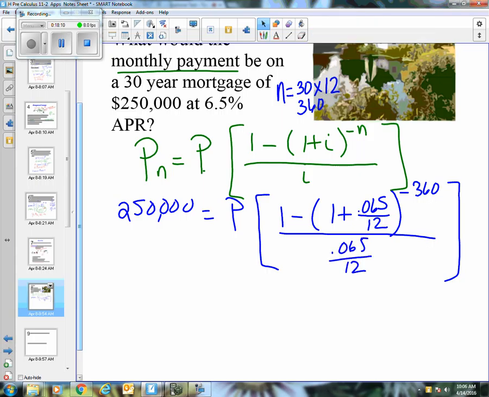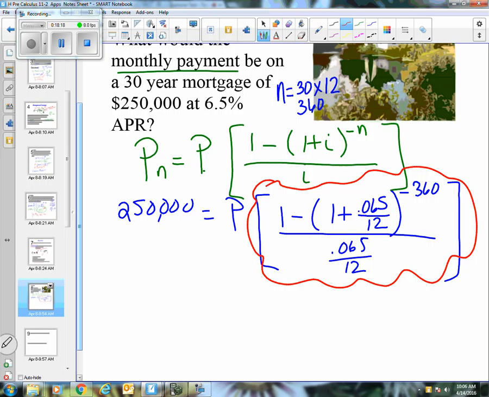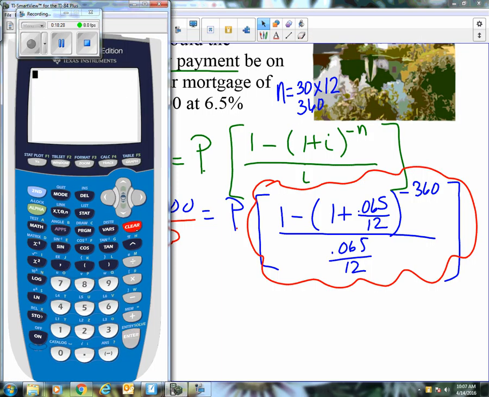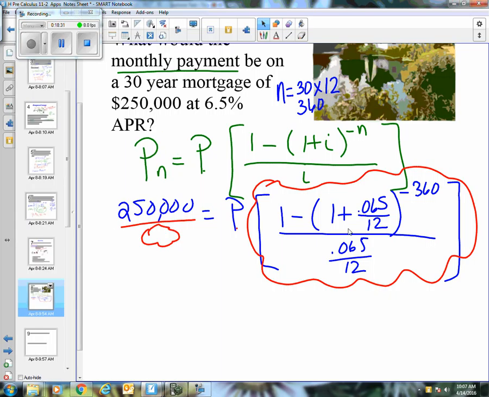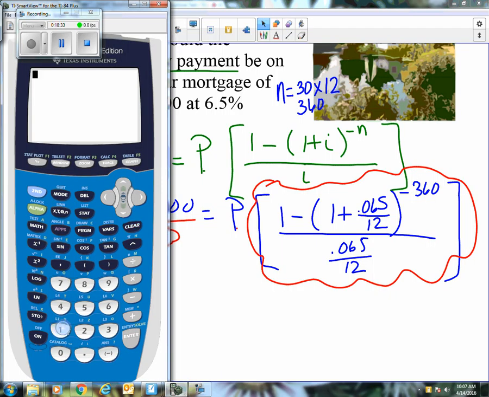This is one of those scenarios where it's really important to think big picture and type it in correctly. You need to figure out what this entire number is in the brackets. We need to know what this number is, and then we're going to take 250,000 divided by that number to see what our payment is. I'm going to walk you through the order of operations, what I would do. I would start inside the parentheses: 1 plus 0.065 divided by 12, then raise that to the negative 360, and then do 1 minus that answer.